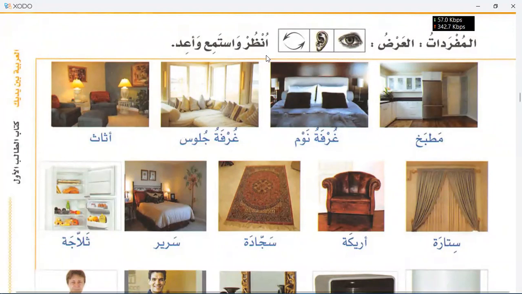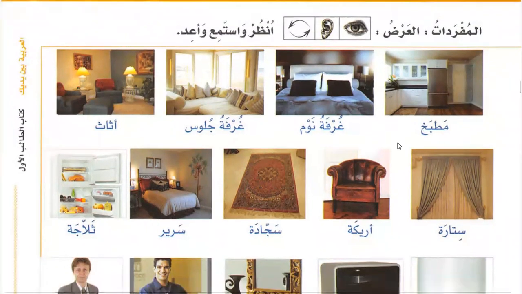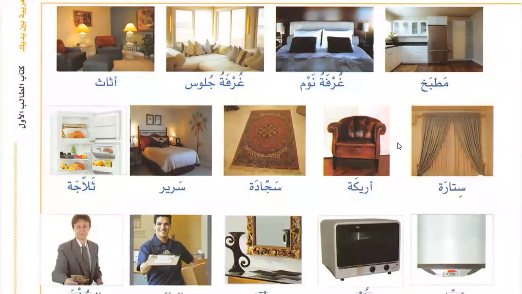Okay. Now we have Al Mufrada, the vocabulary, Al Ard, presentation. Look and listen and repeat. Mr. Jawad, read the vocabulary. Matbakh means kitchen. Ghurfatun nawm means bedroom. Ghurfatul julus means living room. Asas. Sir, I don't know asas. Furniture.